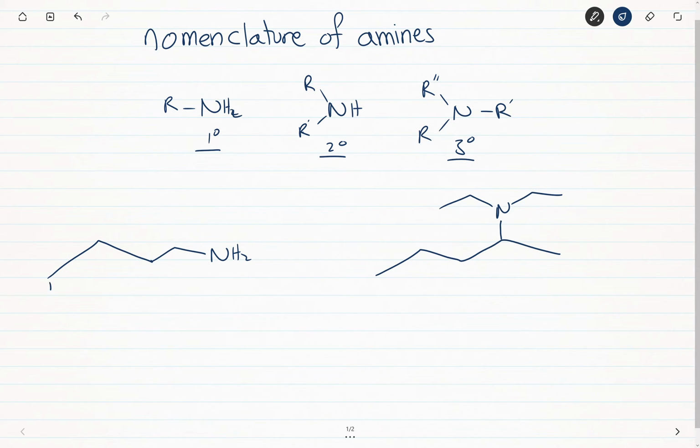The parent chain is 1, 2, 3, 4 carbons long. So this is butane, and the ending name is amine for our functional group here. So butanamine will be our product. So this is 1-butanamine because the numbering is going to go the opposite way, making sure that our amine is numbered with the lowest possible position. So we get 1, 2, 3, and 4. So 1-butanamine will be that one.